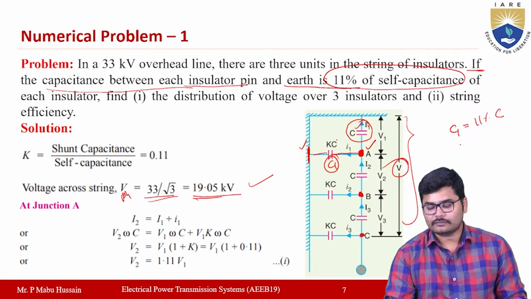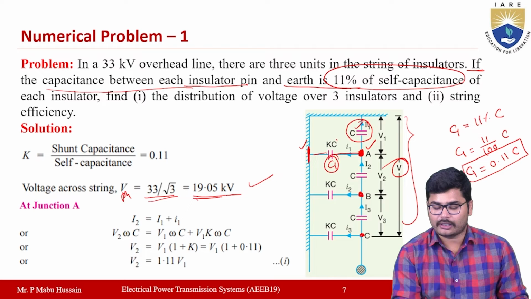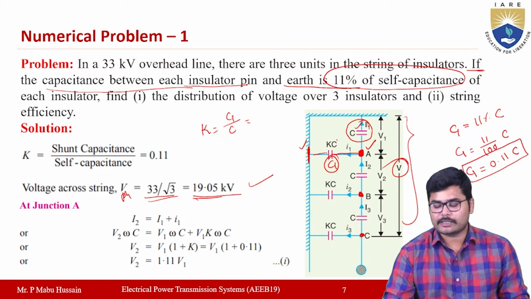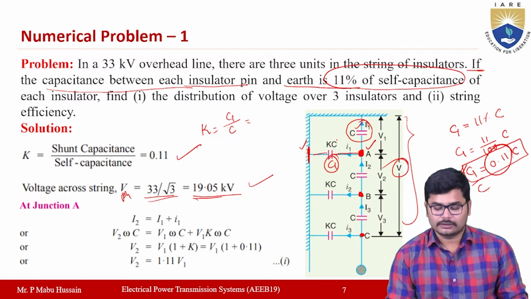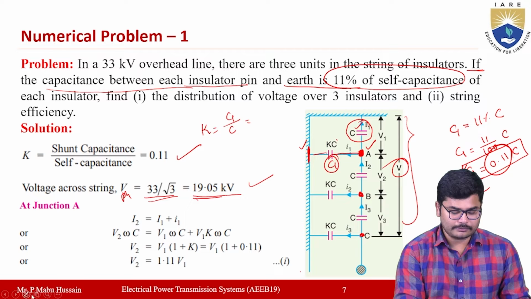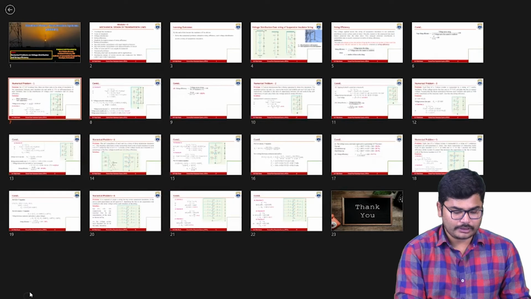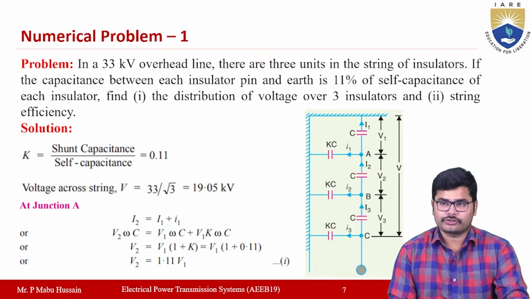That means C1 is equal to 11 by 100 into C, which is equal to 0.11 C. So this is the value of C1. Now we have defined one term called K, so K is equal to C1 by C. From this expression, C1 by C is equal to 0.11. Like this you can find the value of K. Consider the 3 insulator string and find out the voltage distribution across each insulator.